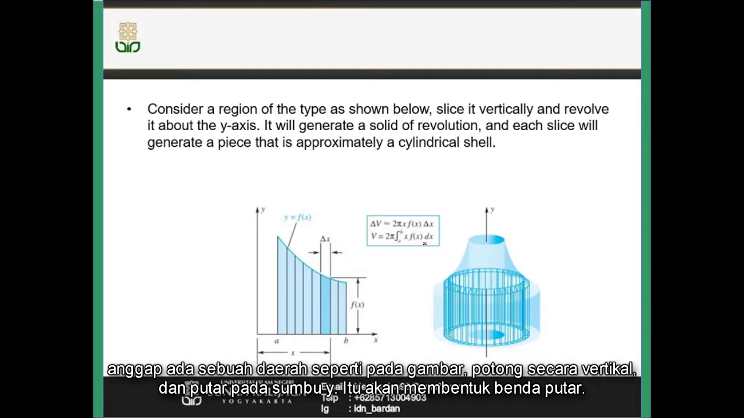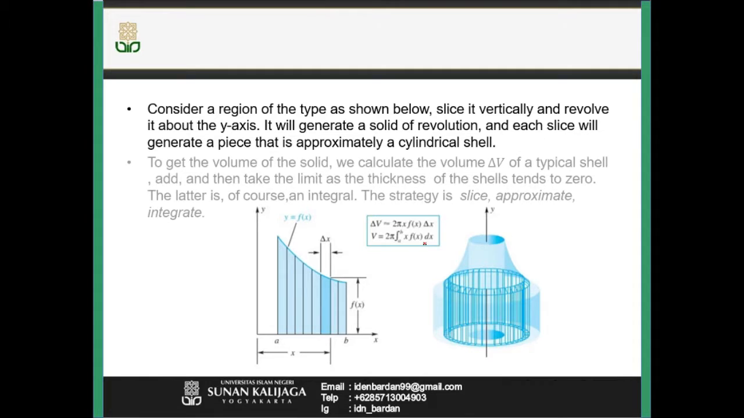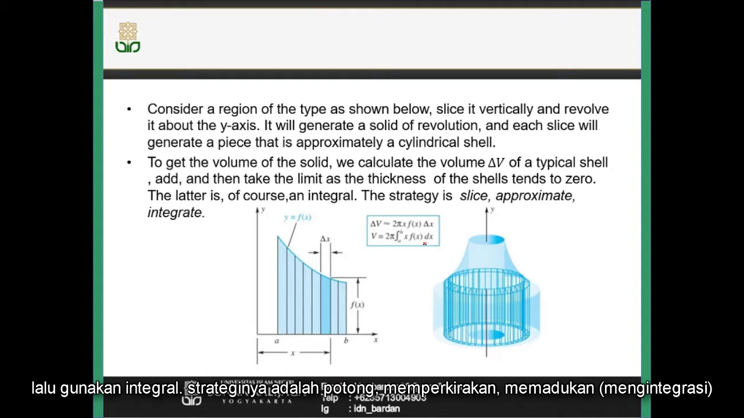Consider a region of the type shown below. Slice it vertically and revolve it about the y-axis. It will generate a solid of revolution, and each slice will generate a piece that is approximately a cylindrical shell. To get the volume of the solid, we calculate the volume ΔV of a typical shell, add, and then take the limit as the thickness of the shells tends to 0. The latter is, of course, an integral, so the strategy is slice, approximate, and then integrate.